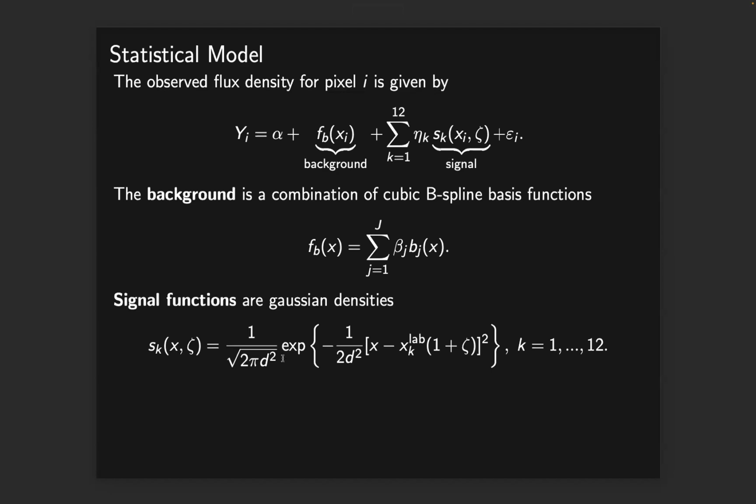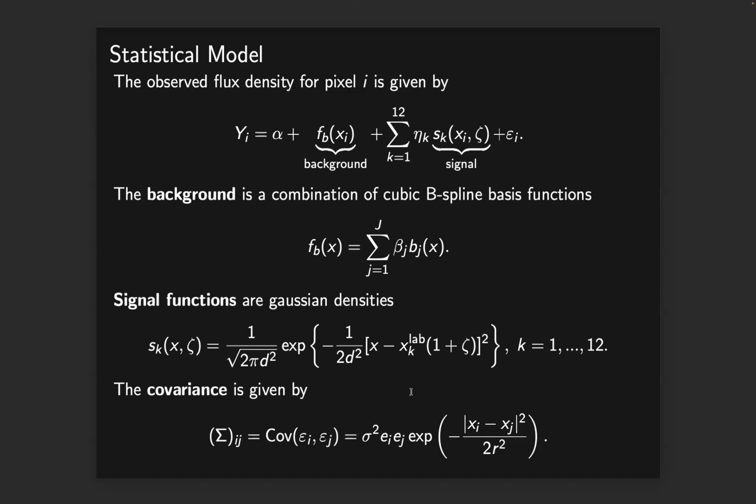The signal function shapes are these Gaussian line profiles that we saw in the original simulation. So the only unknown bit here is this redshift. Each different line has its own Gaussian, where the mean corresponds to these redshifted lab frame wavelengths.